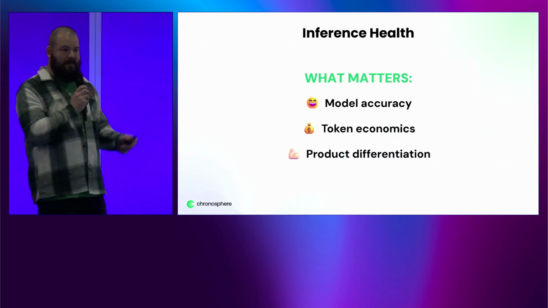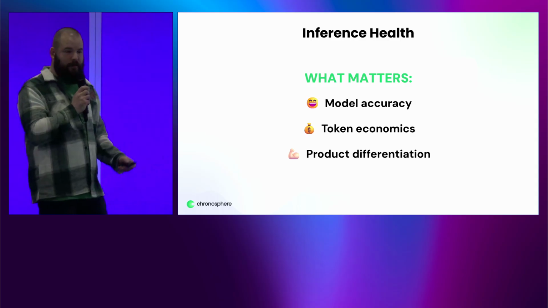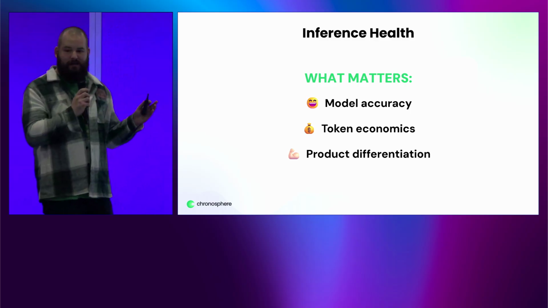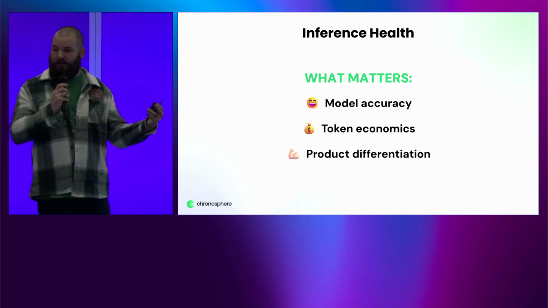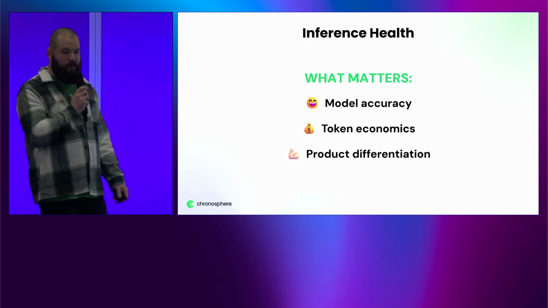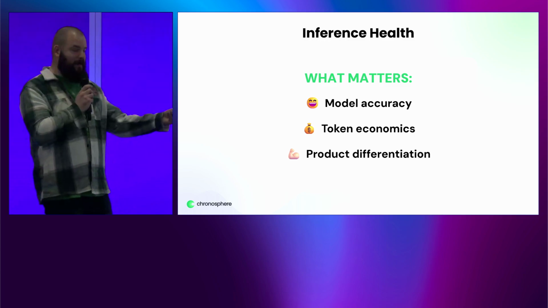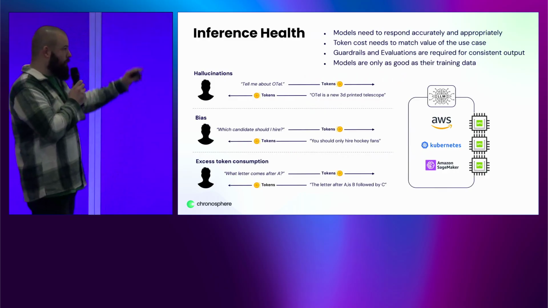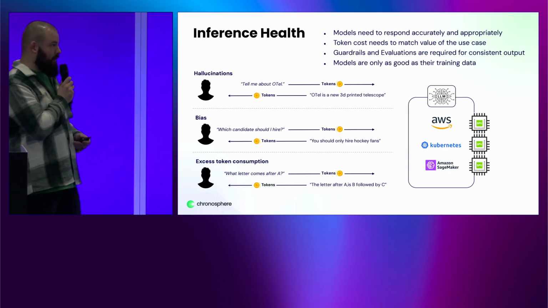So finally getting to the inference health use case, home stretch here. What matters? Typically you're looking at your model accuracy or performance, and you're comparing that directly against the token economics and the cost that's required to achieve those outcomes. And ultimately, what we're seeing AI natives really strive for is product differentiation through the use of AI. Otherwise, AI might not be the tool to solve that problem. So we're going to go through some examples of concrete inference health issues that observability can help solve.